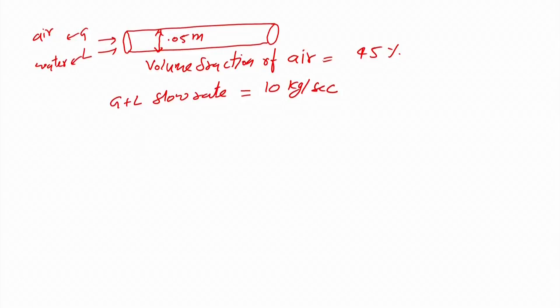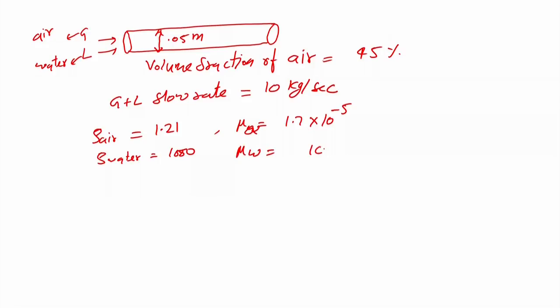So rho of air at standard condition we are taking as 1.21, and rho of water we are taking as 1000. The other property we are going to take is the mu value. Mu of air is given as 1.7 into 10 raised to the power minus 5, and mu of water is given as 10 raised to the power minus 3. This unit is kg per meter per second. So this information is given.